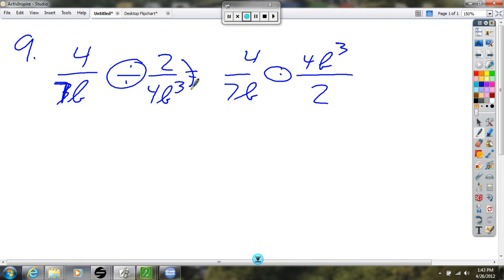And now, what do we do? Are we adding? No. When do you find a common denominator? When you're adding or subtracting. What do you do when you're multiplying? You cross cancel on multiplication.